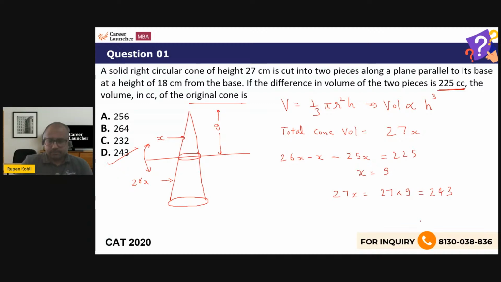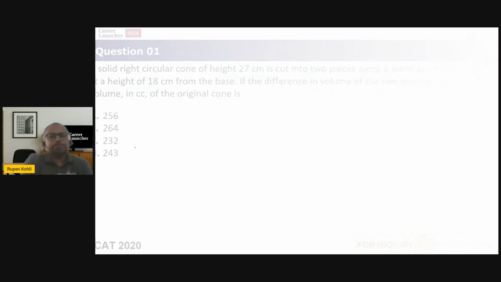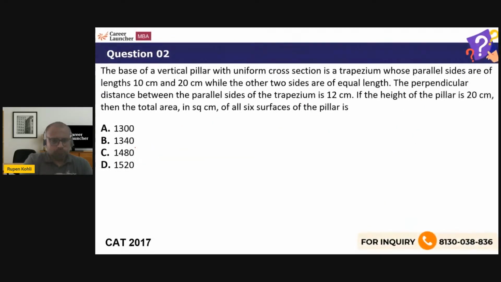Okay, let's see next one, people. Now, here we go. Category 17.